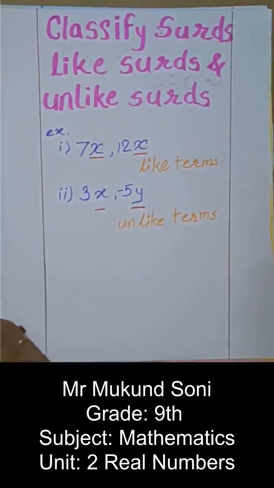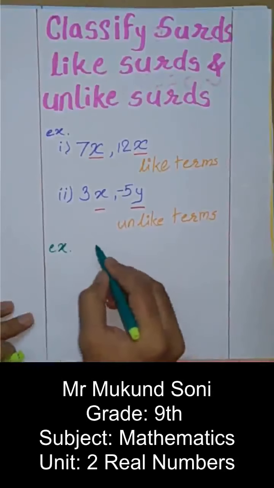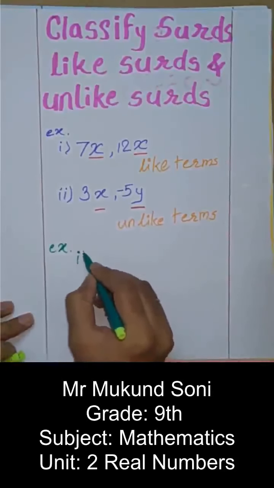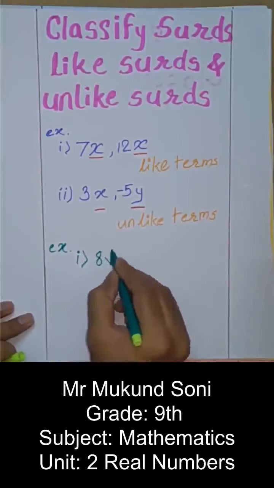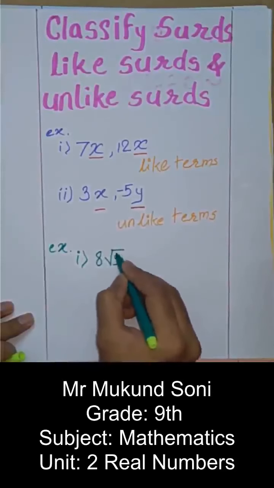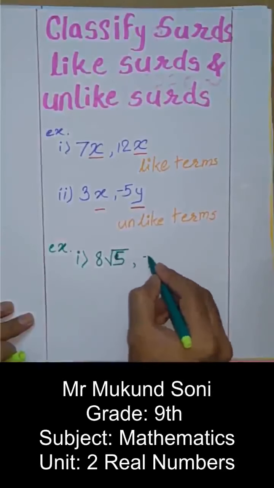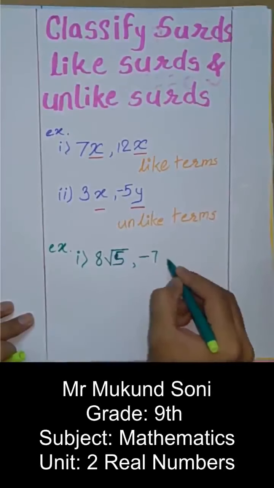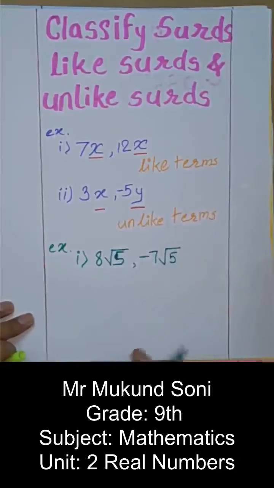Let's chase an example. Observe this example carefully. Now here goes the first example. 8 root 5, negative 7 root 5.